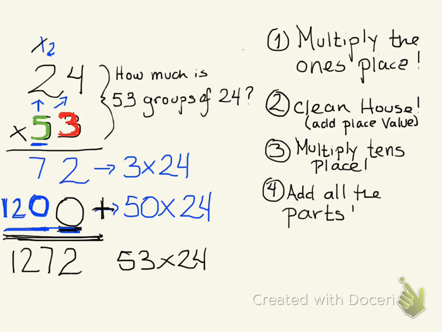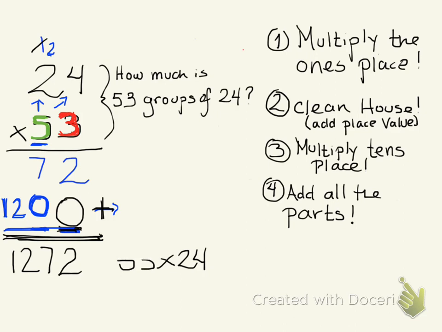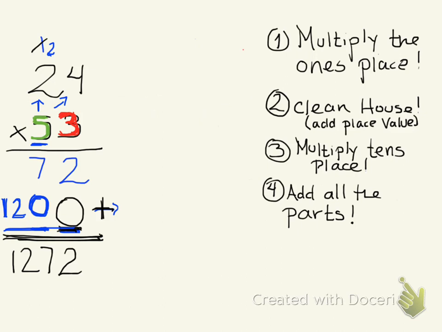Right, and when we're done, we can check these out. We did our step 1, which was 3 groups of 24. That was the ones place. We did our step 2, which was 50 groups of 24. And then we cleaned house a little bit. That's our step 3 and added the extra 0. And now step 4, we added them together. Right? And that answers the question, how much is 53 groups of 24?